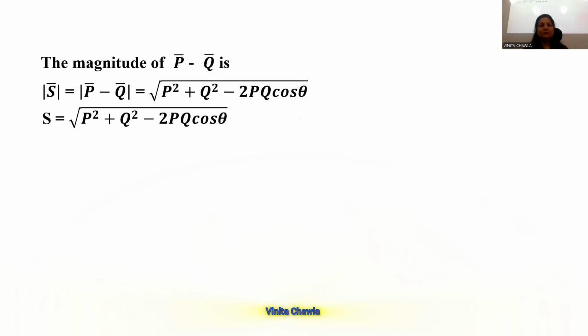Please write this. S is square root of p square plus q square minus 2pq cos theta. And similarly, we can write the direction. We can find the direction. How do we write direction? It's q sin theta upon p plus q cos theta. This we had done in the previous class.